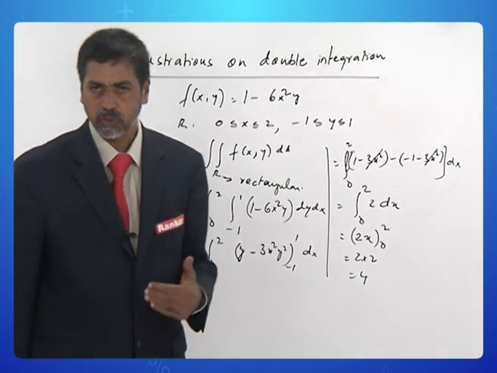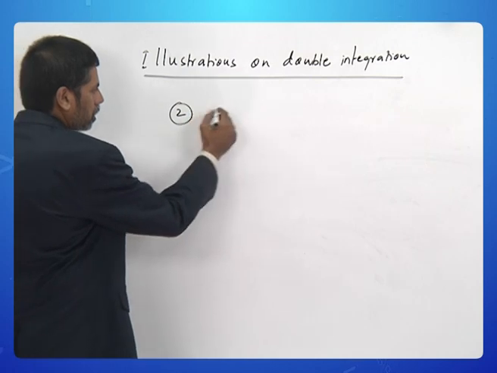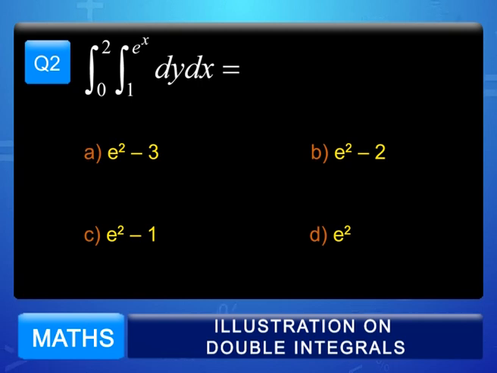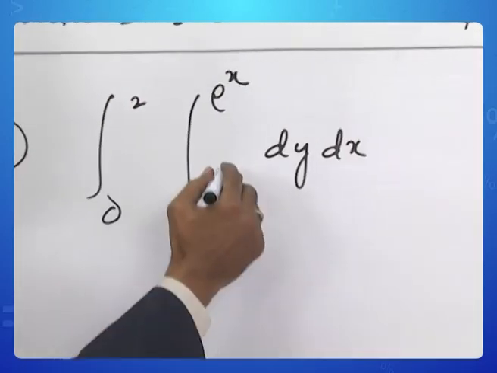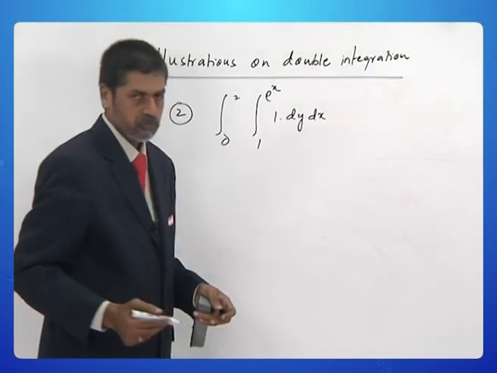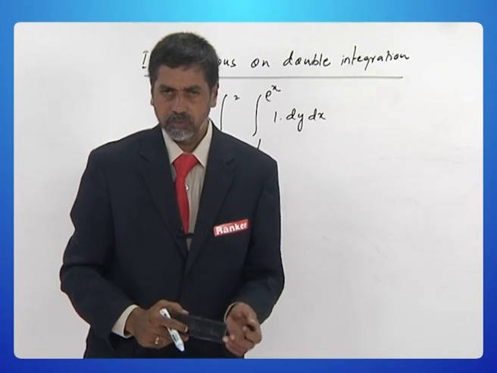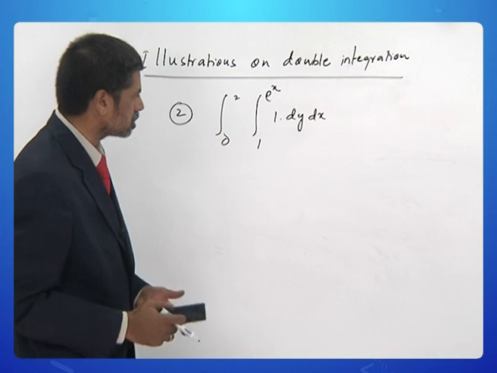Okay, now let us go to the second question. The second question is integral 0 to 2, integral 1 to e power x, dy dx. So here the function is f of x y equal to 1. That means we are actually evaluating area. Now, is there any difficulty about this integration? The answer is no. This is straightforward.